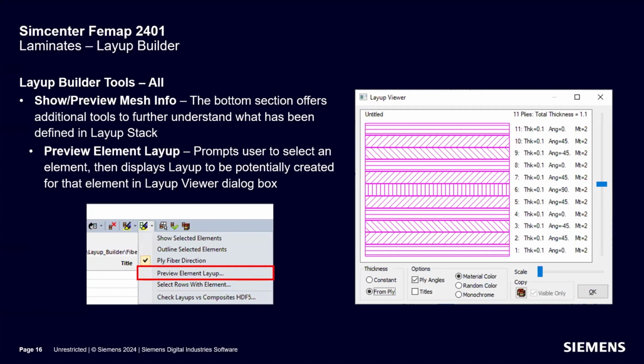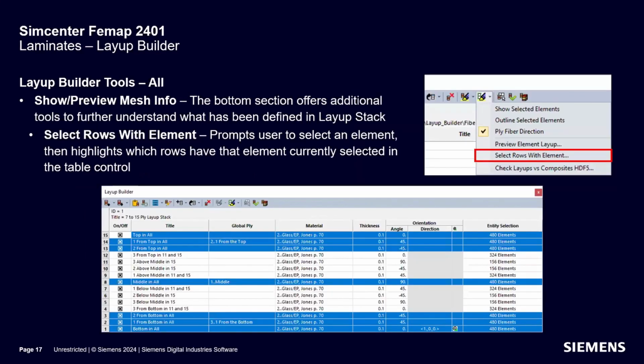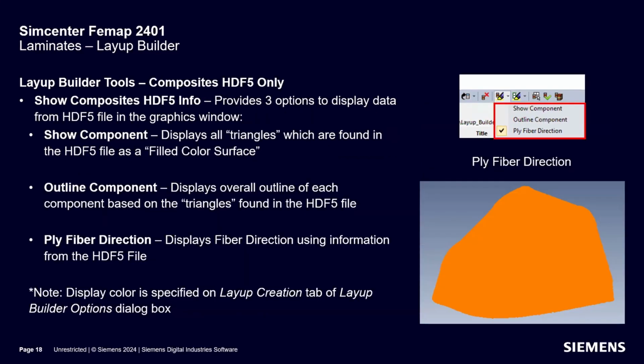Oh, one of the other things that you can do is you can also just do a preview of the element layup. So you can basically just go pick an element from the screen once you've assigned which elements should be used by which row. And then it'll actually show you a preview of the layup. You can also just say, hey, I just want to select the rows with a particular element. Again, you just pick an element and it'll show you which rows are going to be used for that element. And that'll even happen before you use the actual build layups command.